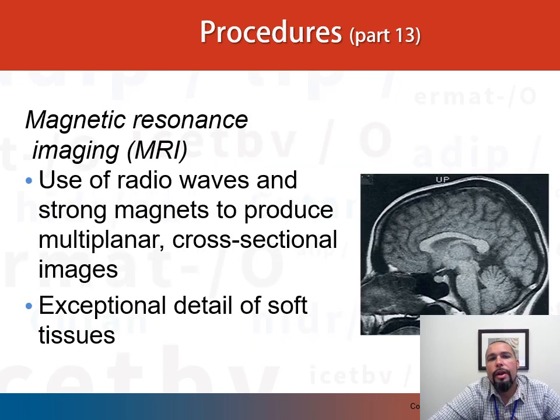Continuing with some radiology, we've got the MRI, magnetic resonance imaging. This is a very awesome procedure. It uses radio waves and a strong magnet to produce cross-sectional images. It has exceptional detail of soft tissues. So when you are trying to rule out any type of ligament tear, rotator cuff tear, stuff like that, you would use an MRI machine.